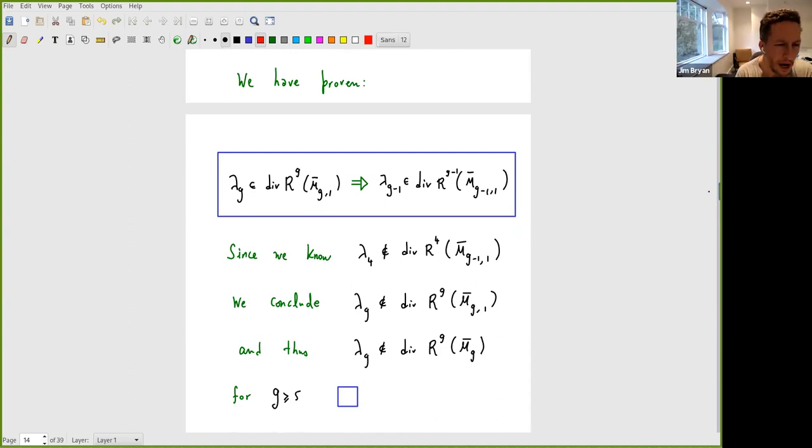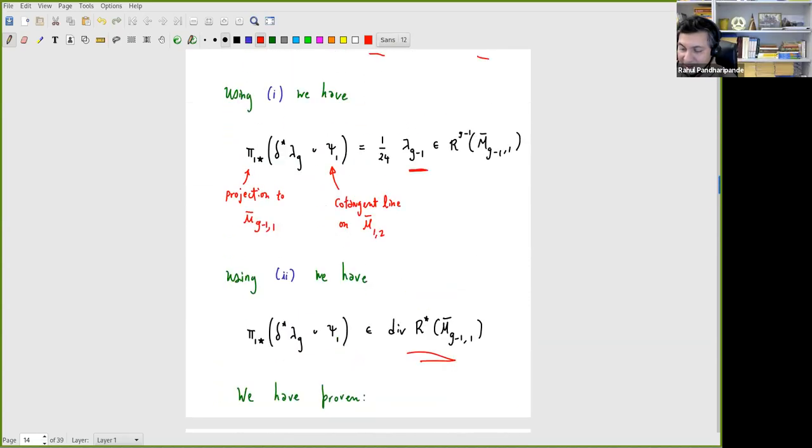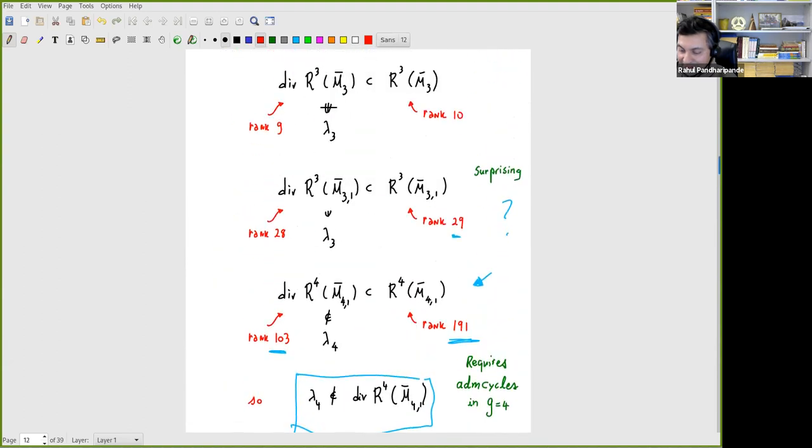I think I missed something. Why wouldn't that argument have worked on g equals 4? Why did you have to start at g equals 5? Why wouldn't that same argument relate g equals 4 to g equals 3? Because g equals 3, it is in this M_3,1. That was this kind of accident.